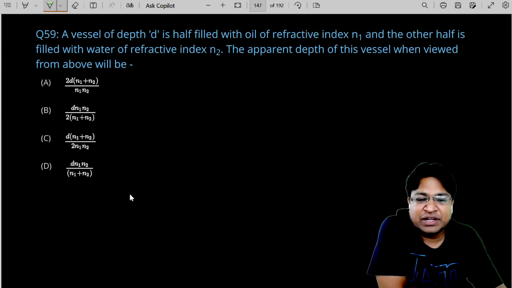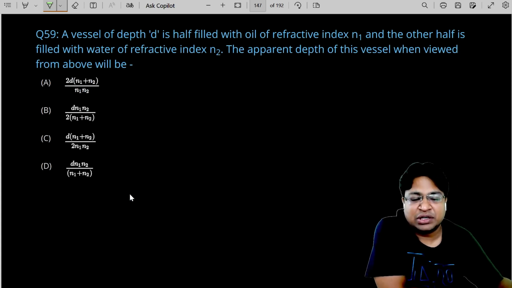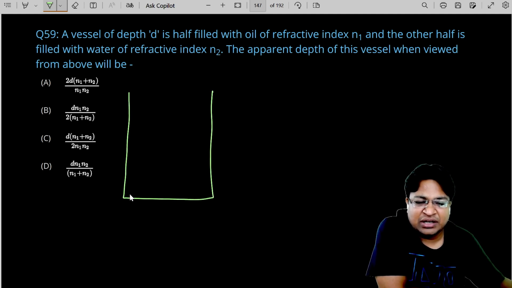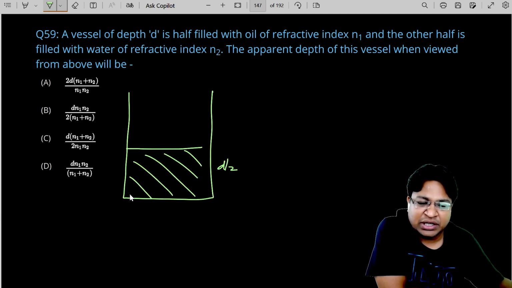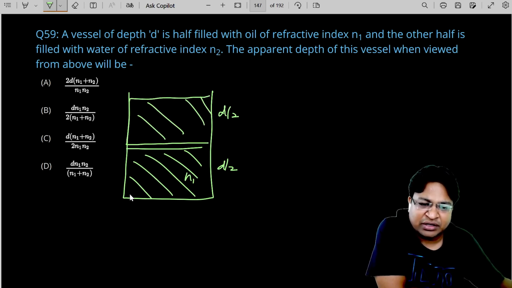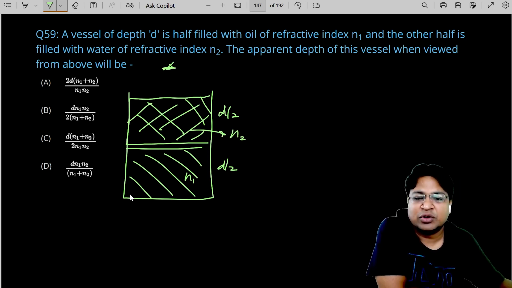It says a vessel of depth D is half filled with refractive index N1 and the other half is filled with a refractive index N2. The apparent depth of this vessel. Alright, so we have a vessel here and this is half filled. So up to a height of D by 2, it is filled with one liquid that has a refractive index of N1, and above this it is filled with another liquid. So the width is again D by 2 and the refractive index here is N2. Okay, now somebody is looking from the top and we want to know the apparent depth.